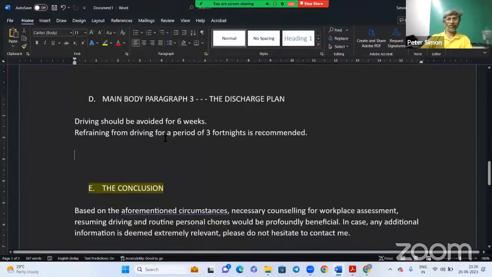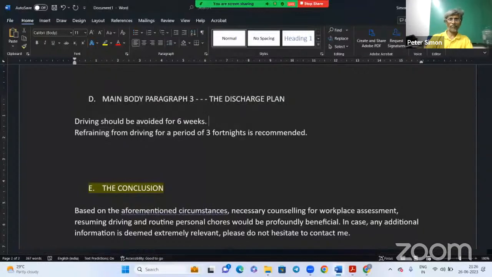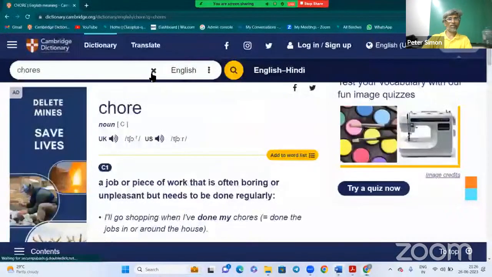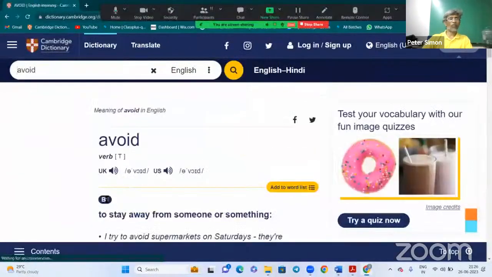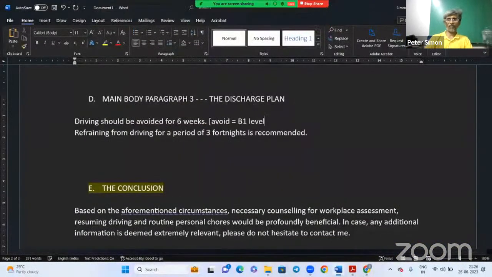Say for example, refraining. What is the power of this? Refraining and avoiding, these two words. Let us see. Here the word is avoid, A-V-O-I-D. What is the level of this word? Avoid is B1. So B1 level is equal to marks. How many marks you will get? Roughly 300 marks.